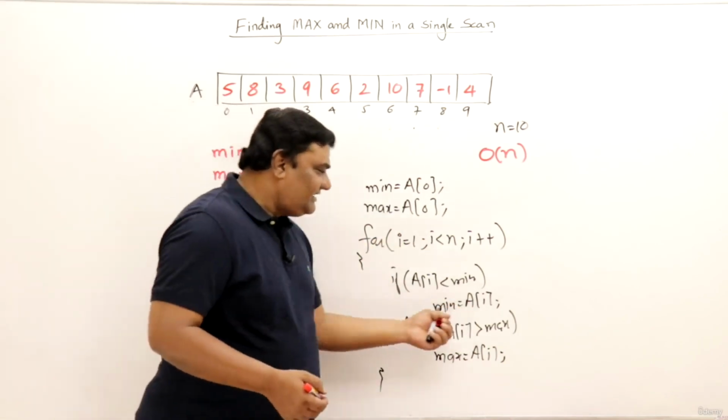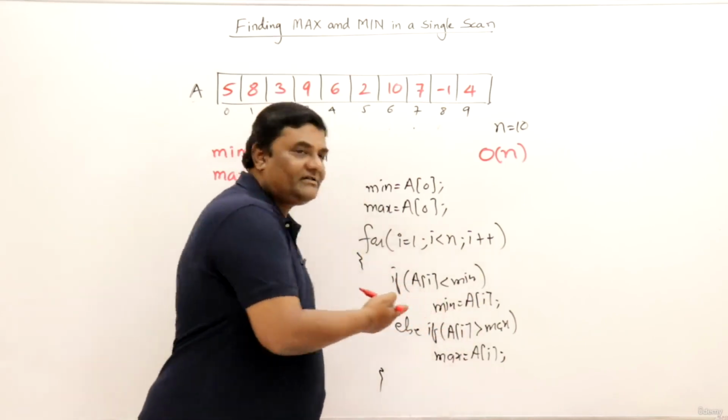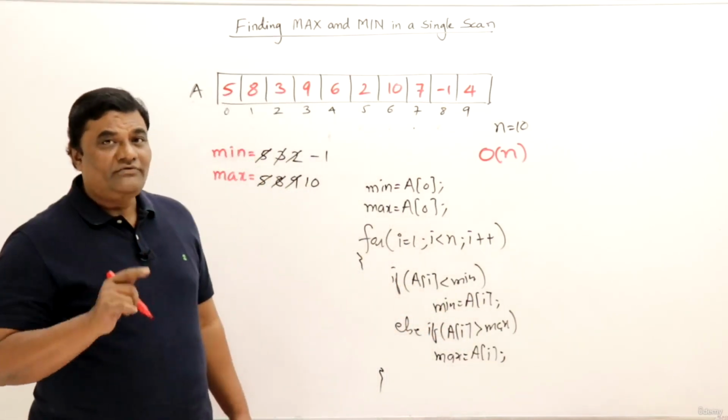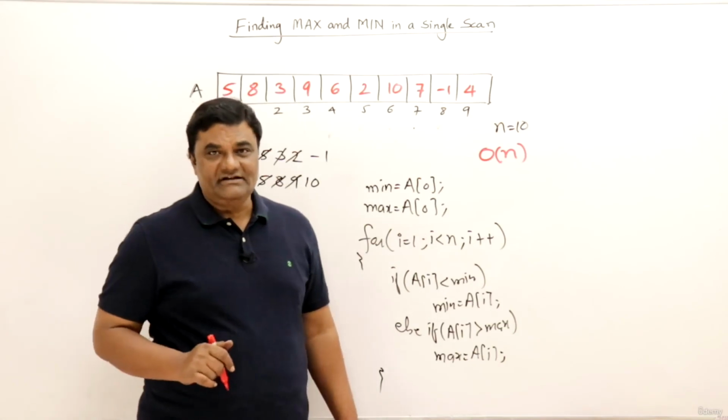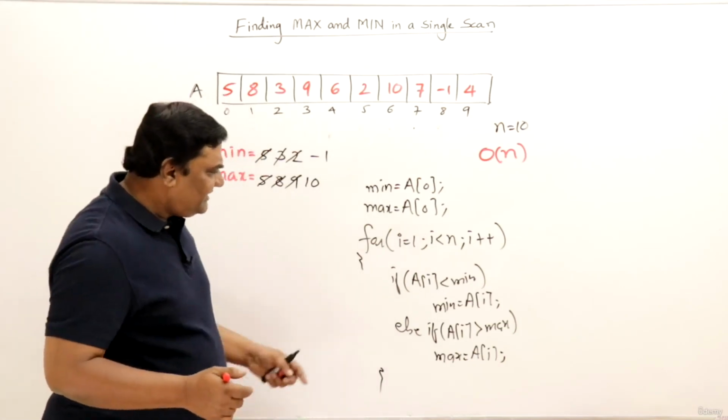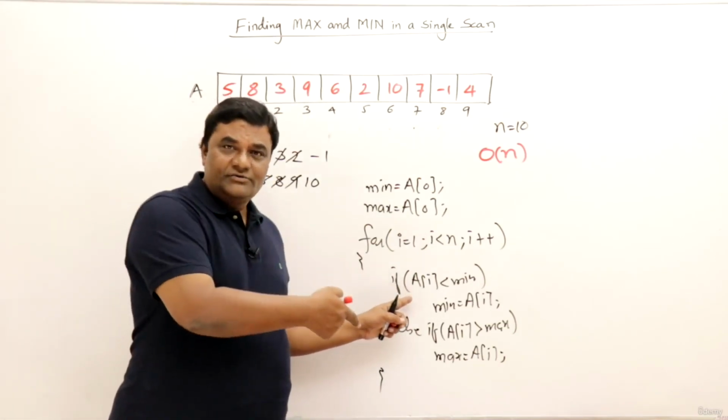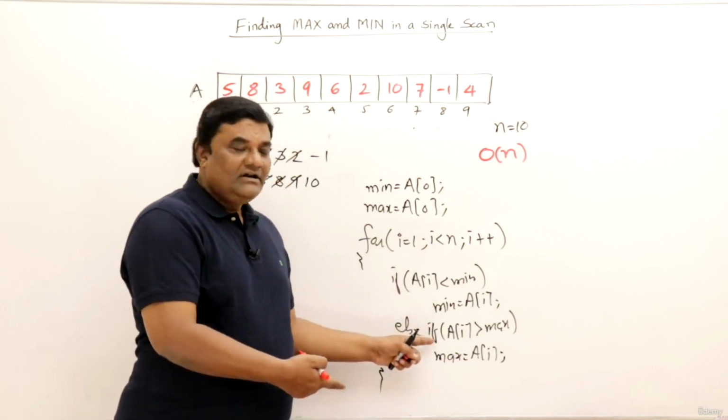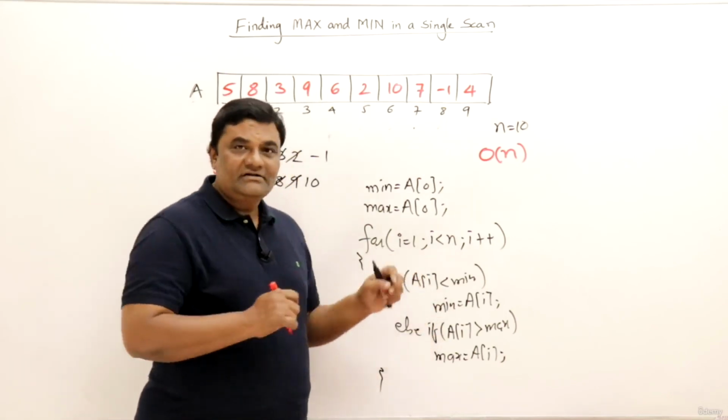The comparison and the assignment was done. Comparison and the assignment, right? Okay. So now I want to find out total how many comparisons are done. See, actually there are two comparisons. If this is true, then it will not go here. If it is false, then it will go here.